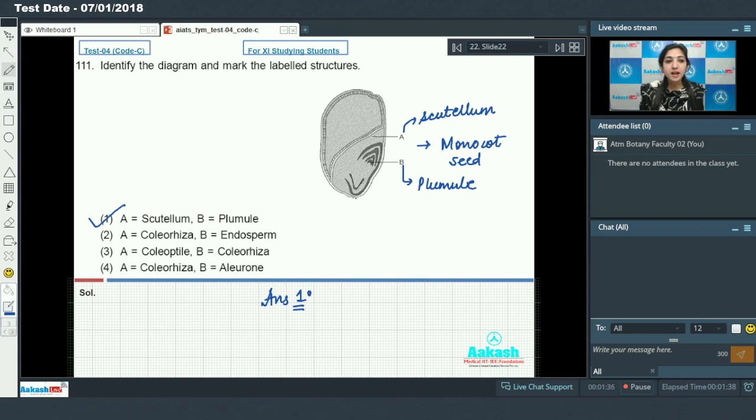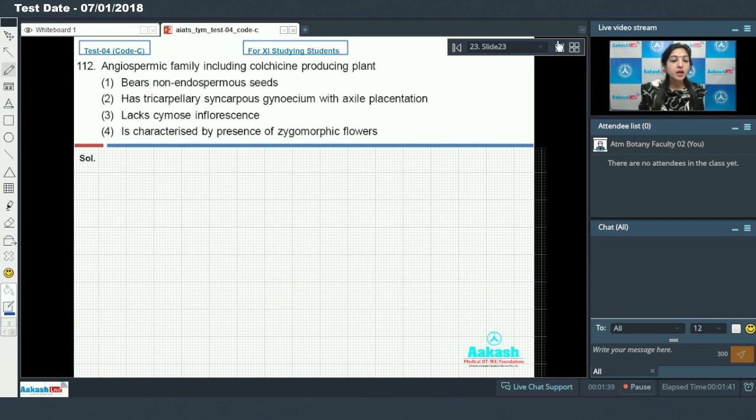Moving on to the next question, that is question number 112. Question number 112 says, Angiospermic family including colchicine producing plant. So you have to identify the correct option for the Angiospermic family in which a plant is included which produces colchicine. So colchicine producing plant is Colchicum autumnale. Colchicum autumnale is a plant which produces colchicine and it belongs to the family Liliaceae.